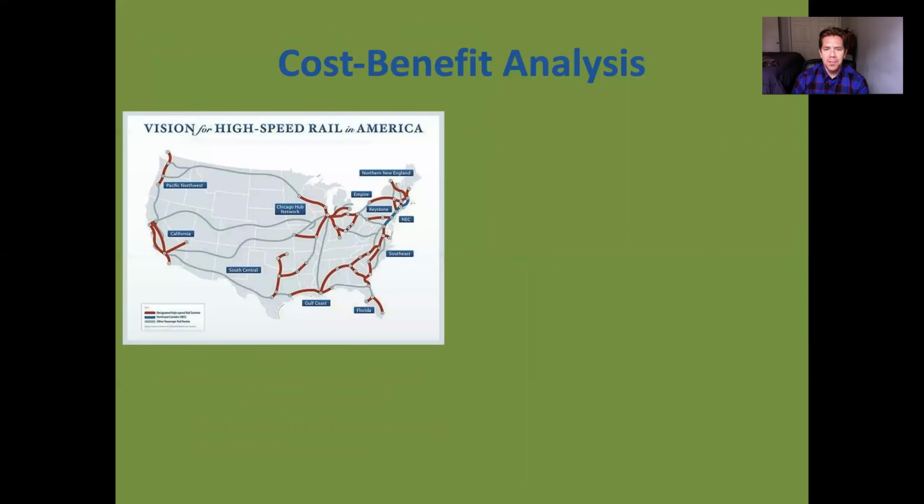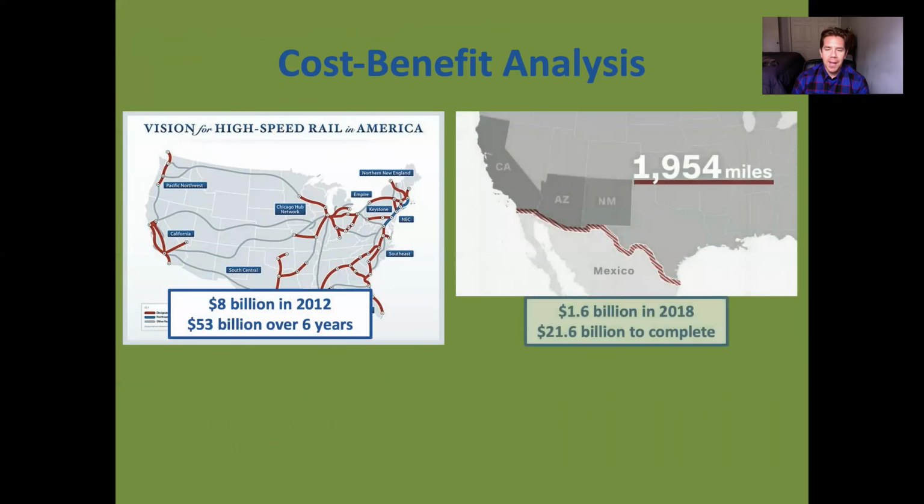You can think of a lot of different policy areas where cost benefit analysis can be applied. In recent years, there's been discussion about building a high-speed rail. This was estimated to cost about $8 billion in 2012, then $53 billion over 6 years, right? So you're looking at maybe $60 billion of investment to build a high-speed rail. That's a cost, right?